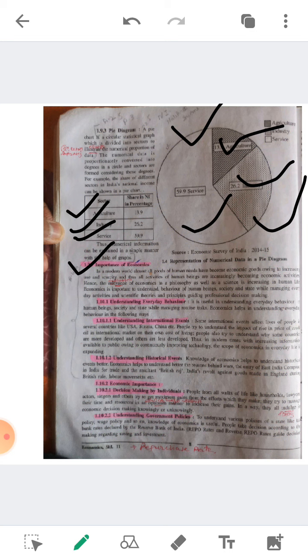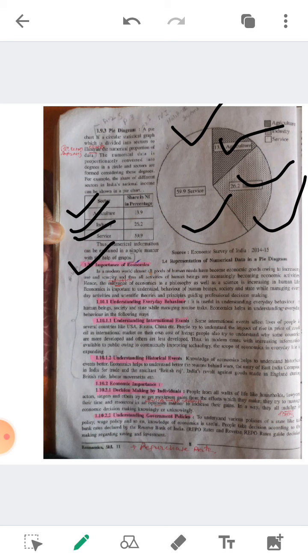Economics is important to understand behavior of human beings, society and state while managing everyday activities, and scientific theories and principles guiding professional decision making. Understanding everyday behavior. So how do we understand the behavior? It is useful in understanding everyday behavior of human beings, society and state while managing routine tasks. Economics helps in understanding everyday behavior in the following ways.